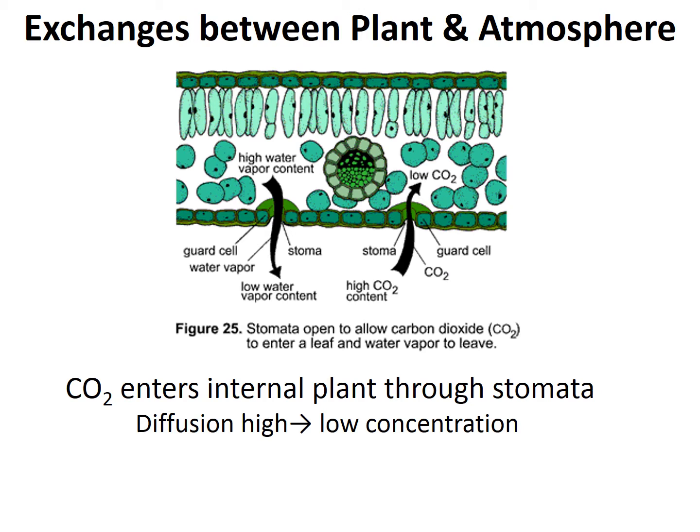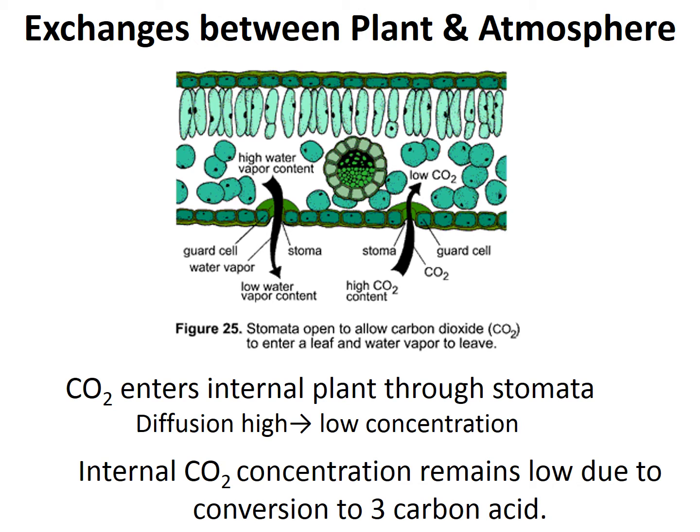Let's re-examine what's going on at the level of the cross-section of a plant leaf. So CO2 is entering inside that plant through the stomata. And the only reason that CO2 is going from the outside to the inside of that plant is due to diffusion. The concentration of carbon dioxide outside the plant is higher than it is inside the plant. And the reason that the concentration is remaining low inside the plant is that it is constantly being converted into that 3-carbon acid. So the internal CO2 concentration remains low due to its conversion into a 3-carbon acid.